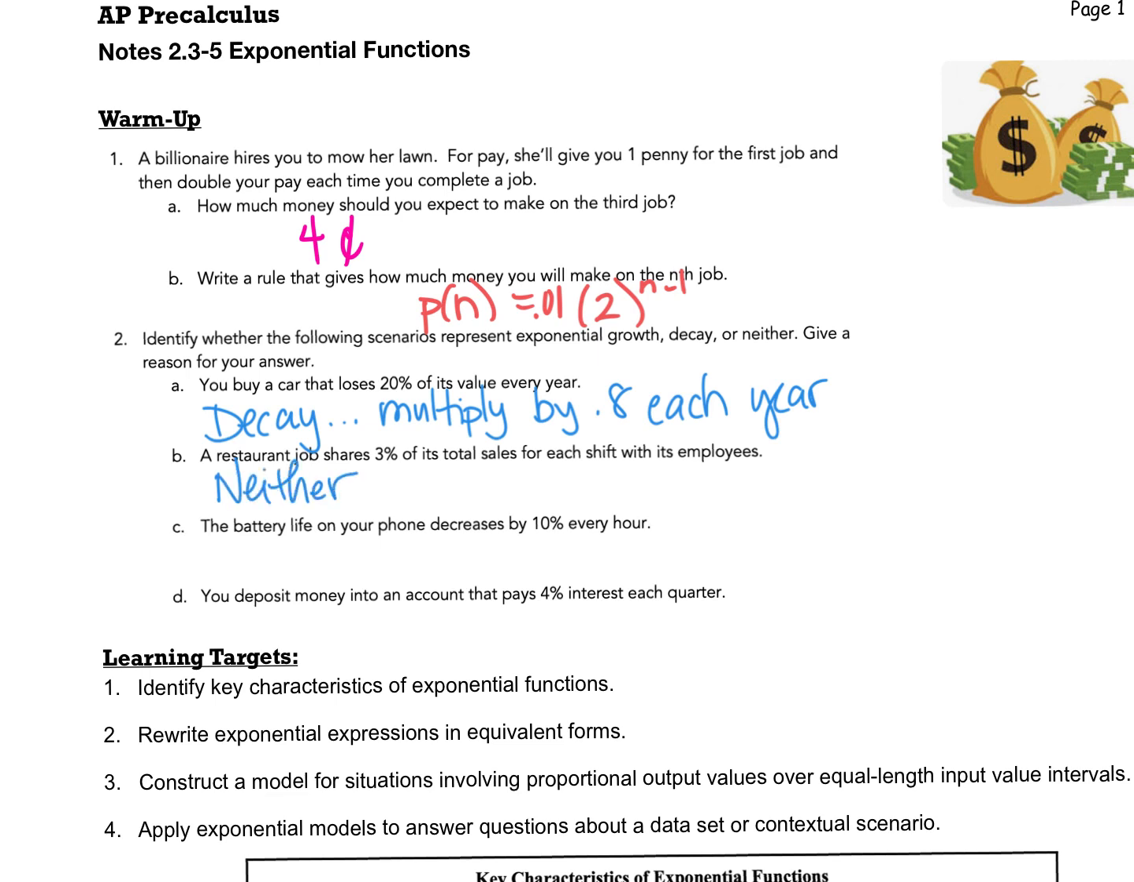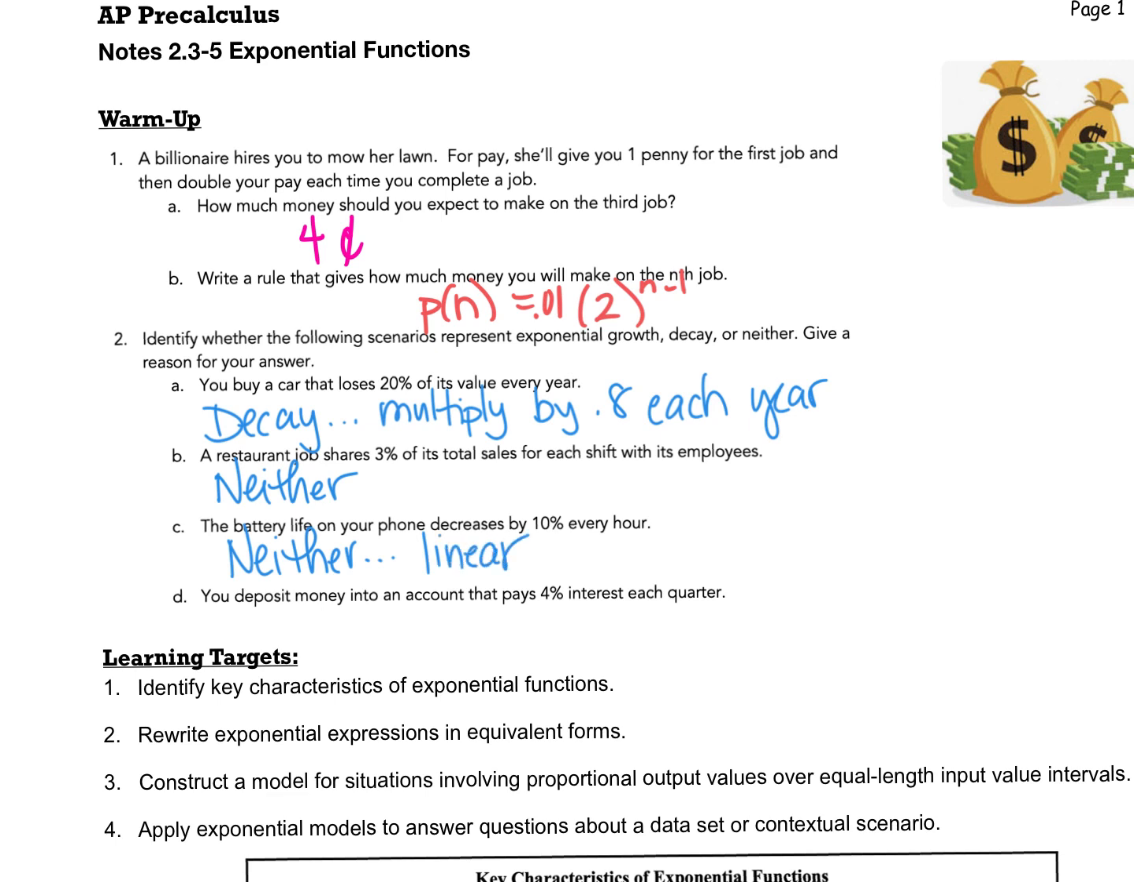All right. The battery life on your phone decreases by 10% every hour. Oh, tricky. All right, this one's a little bit tricky. This one's actually linear. Okay. Yeah, because we're losing that 10% each hour. So my battery doesn't decay exponentially. It decays a set amount, a constant amount each hour. Okay, so this one is actually neither because it's linear. That one's tricky.